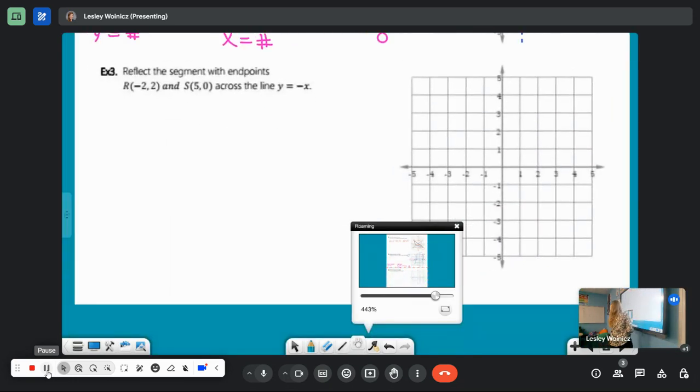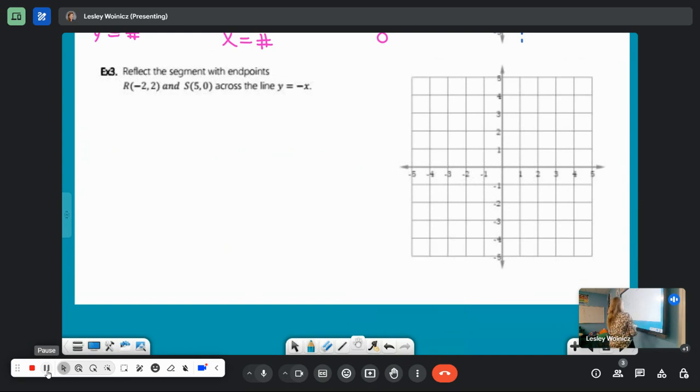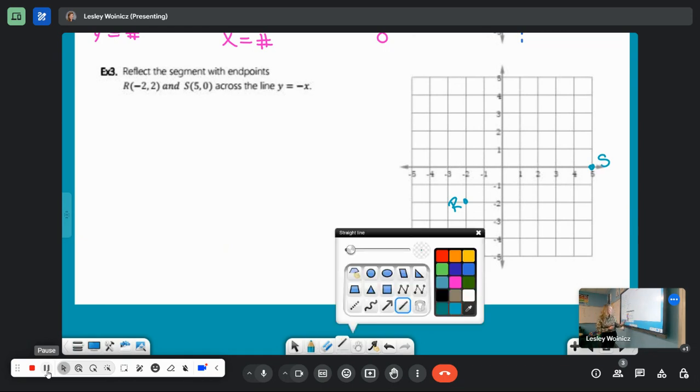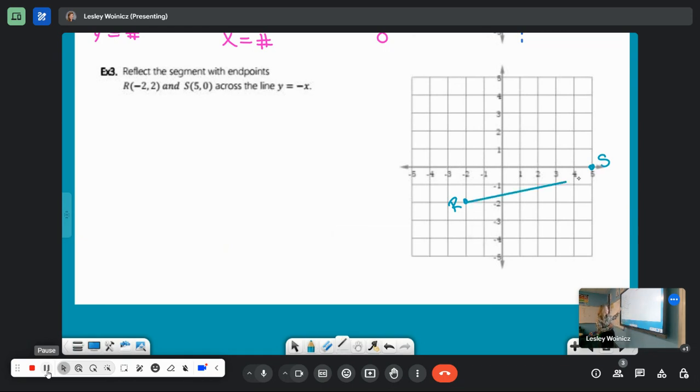All right, this time we have a segment R and S. R is located at -2, 2. And S is at 5, 0. Okay, we are reflecting in the line y equals -x.